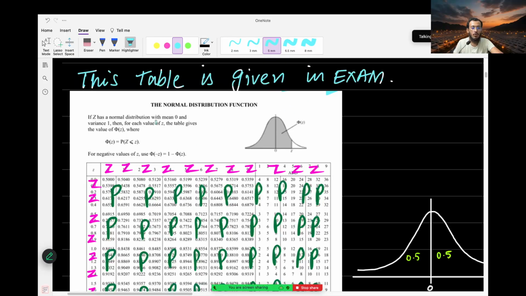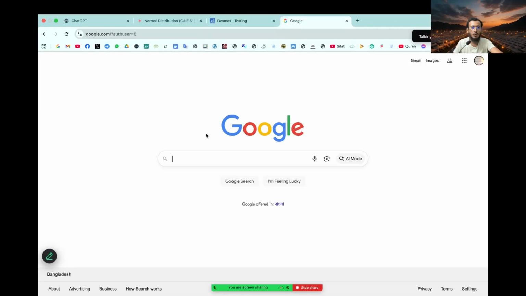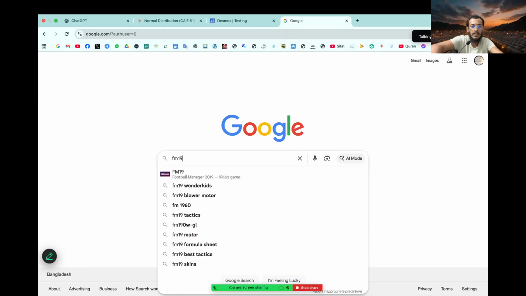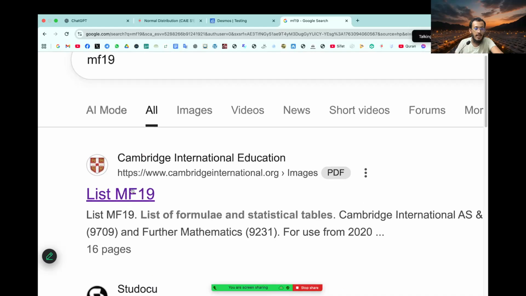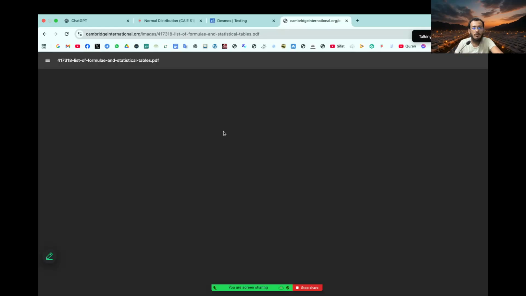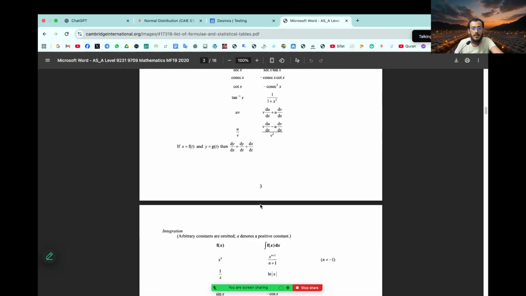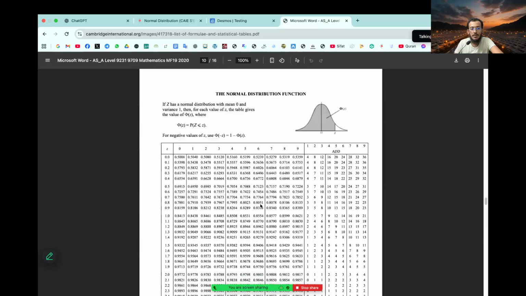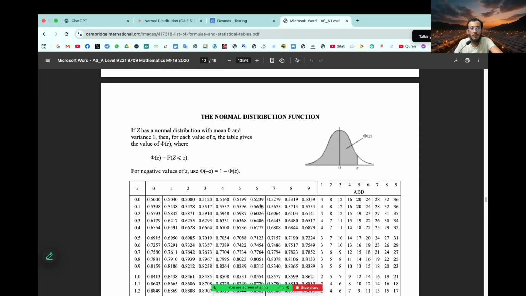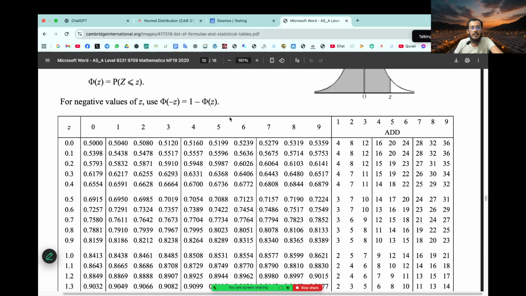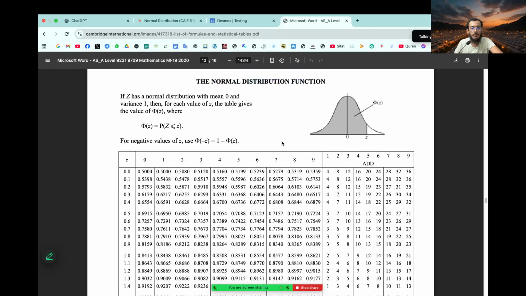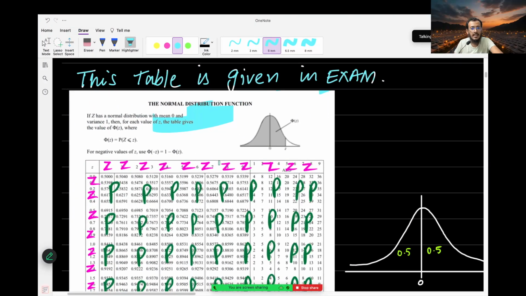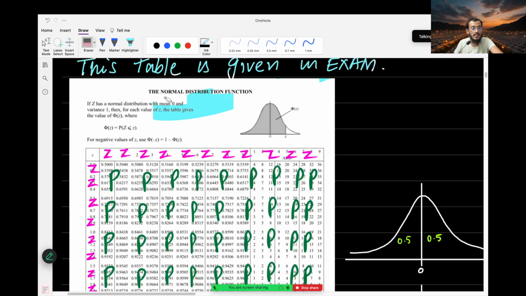If you want to find this, you just go to Google and write MF19, and if it doesn't appear, then write FM19 Cambridge, and here you will find this list of formulas and tables. On the 10th page you have the normal distribution function, and this is what we require now. Okay, so this is given in the table. Let me explain what this table represents.